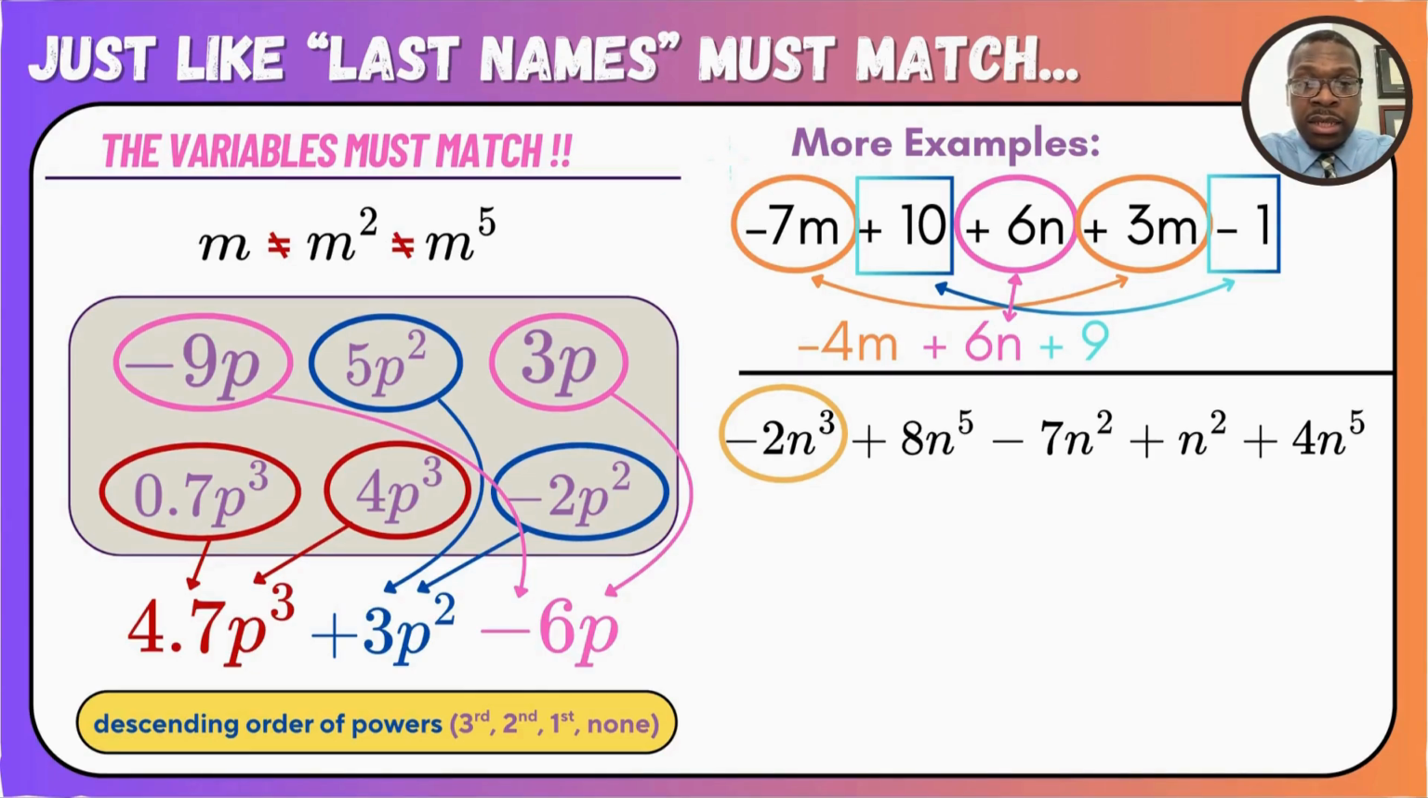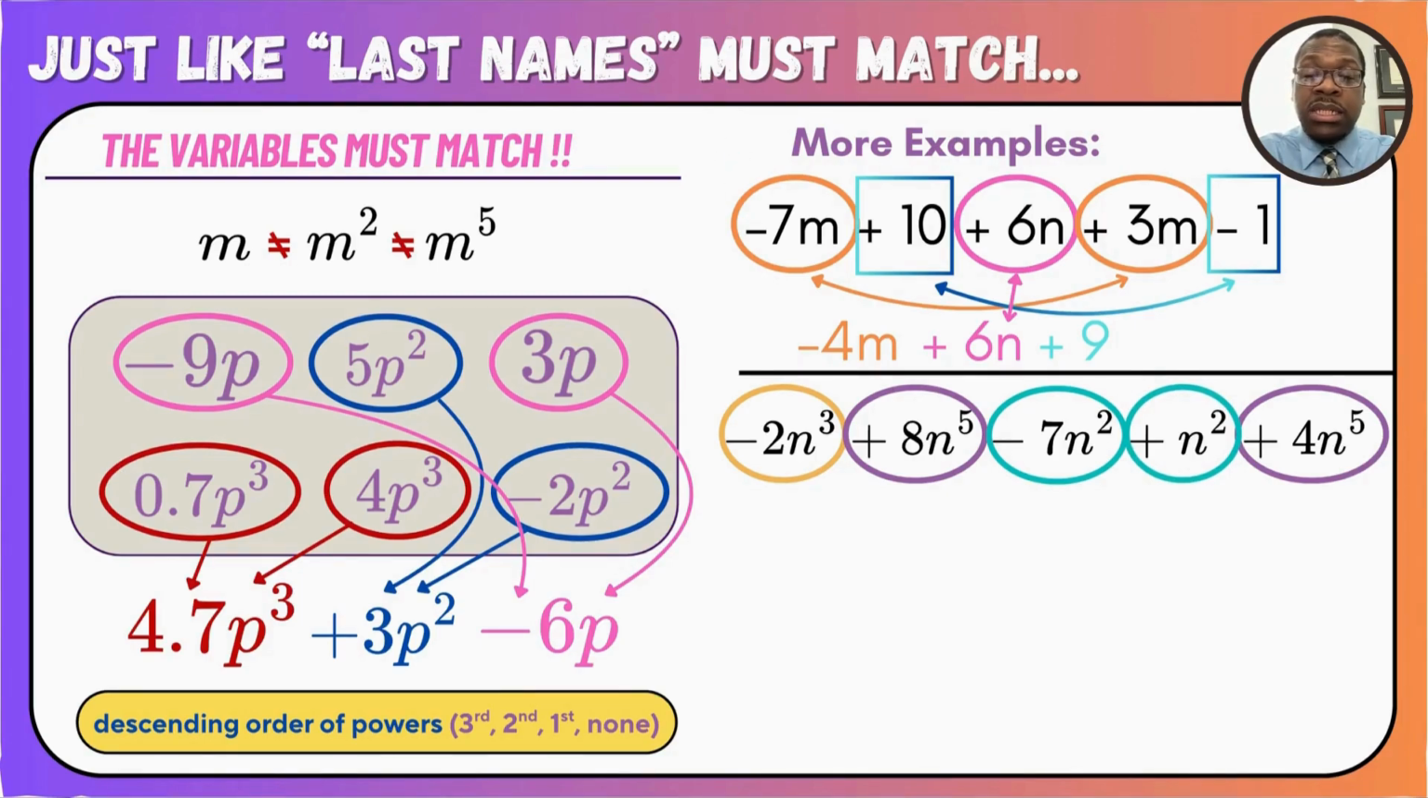All right, our next example will be positive 8n to the fifth. Do we see any other n to the fifth power? And we see one at the end. We see positive 4n to the fifth. And so we know we would combine those at the end. All right, last but not least, we see negative 7n to the second. Do we see any other n to the second powers? And we do right next to it, positive n to the second.